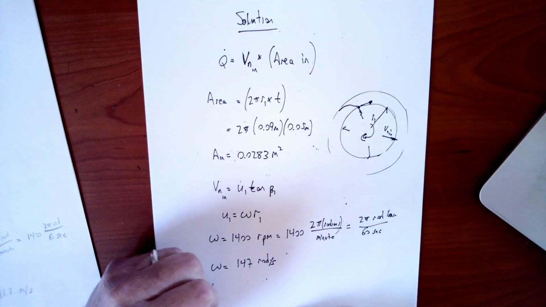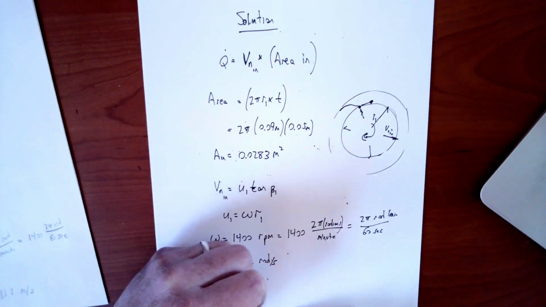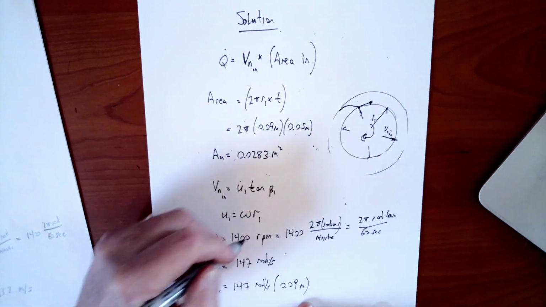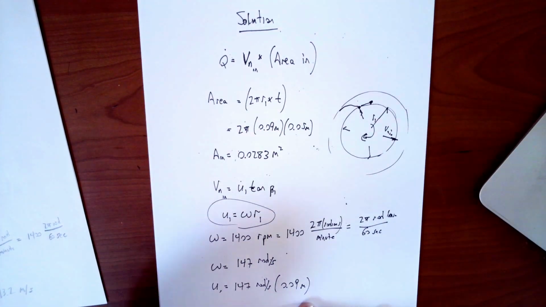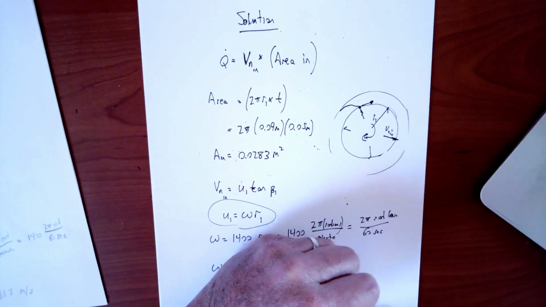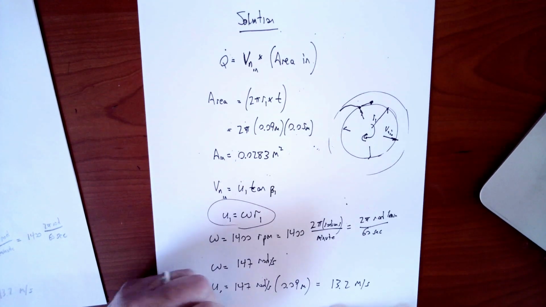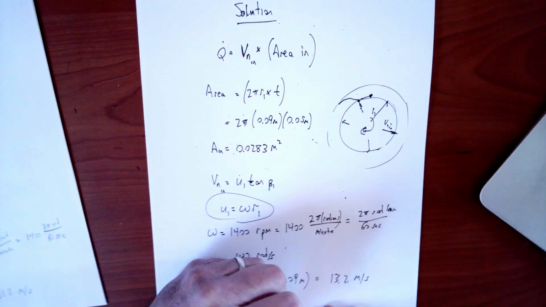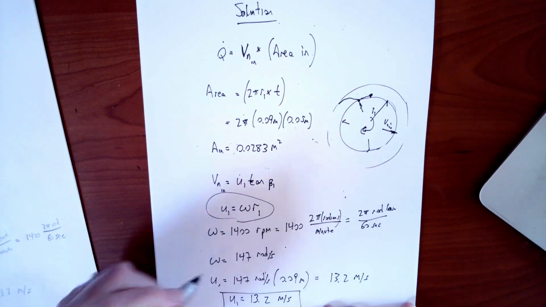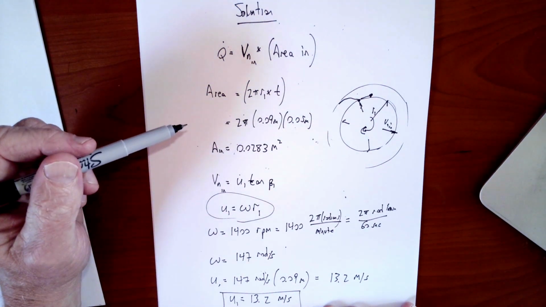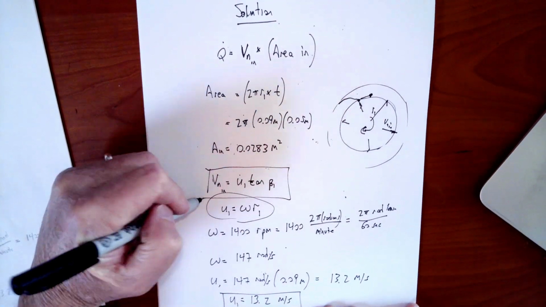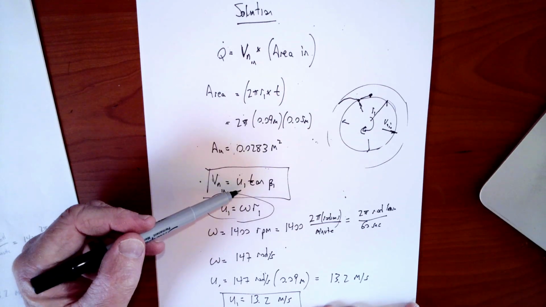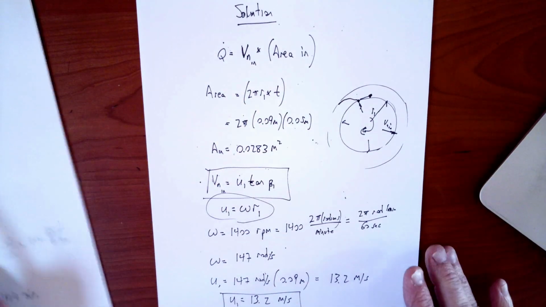I can then calculate U1 based on that. So I have 147 radians per second times my 0.09 meters, my R1 coming from this equation here. That gives me 13.2 meters per second. So my U1 is equal to 13.2 meters per second. Great. So I can use that now to calculate my Vn in. What I want is Vn in, because I need Vn in to get Q dot. So I've got my U1, I've got my beta, I can just plug all that in.